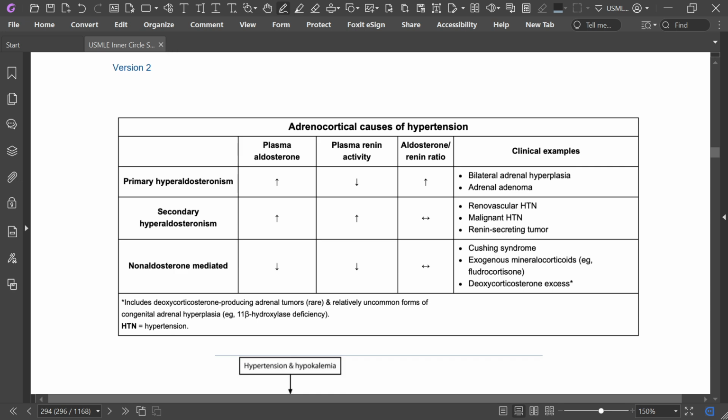So, aldosterone adrenocortical causes of hypertension. Now in primary hyperaldosteronism, what will happen? Aldo will be high, renin will be low, and the aldo to renin ratio will be higher. In secondary hyperaldosteronism, renin will be high, aldo will be high, and aldo to renin ratio would be normal. And in non-aldosterone mediated, both renin and aldo will be low, and the aldosterone to renin ratio will be normal.